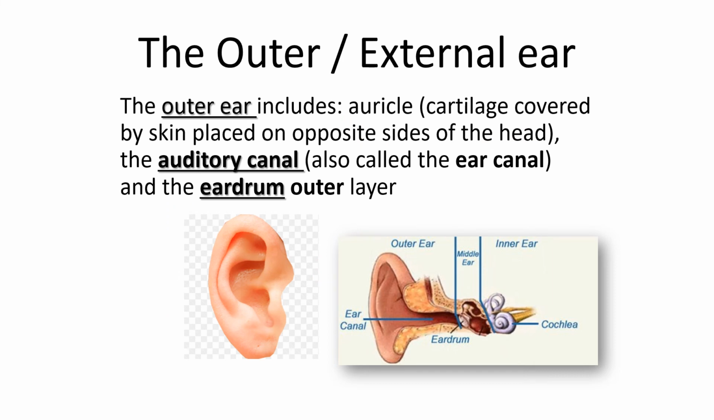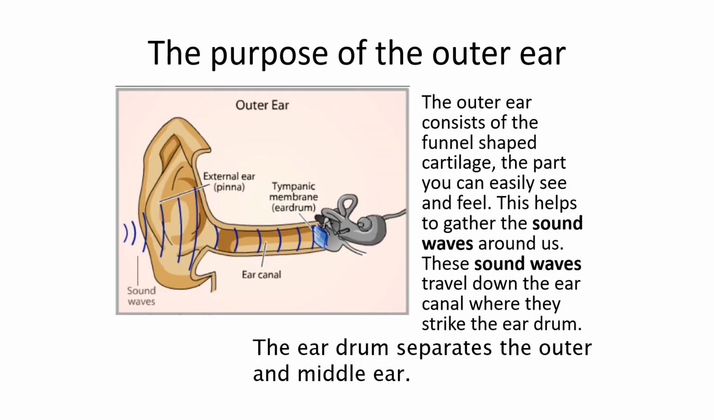So with the ear, it's split into the outer ear, middle ear and inner ear. So we'll focus on the outer ear first, which includes the auricle, which is cartilage covered by skin on opposite ends of the head, the auditory canal, also called the ear canal, and the eardrum. Also the pinna is called the flappy bits of your ear. So the outer part of the ear is like a funnel, and you can easily see by the shape of it that it's there to help to gather and trap sound waves around us.